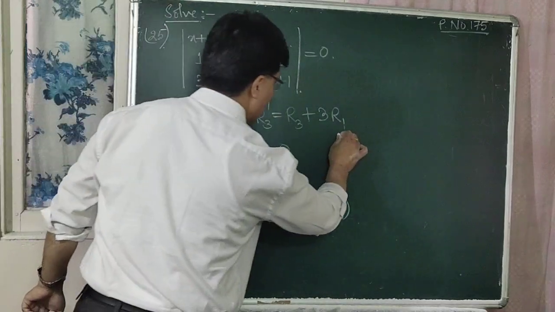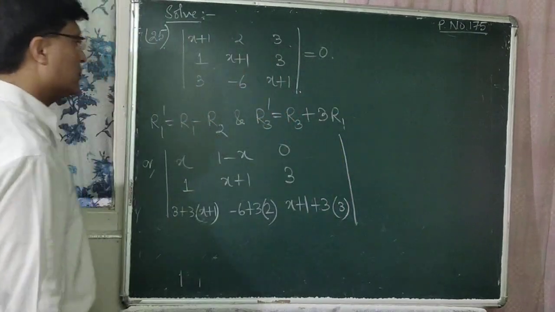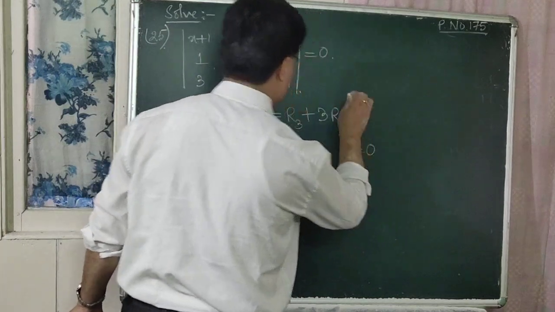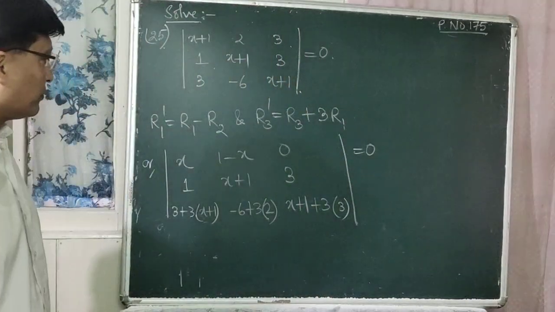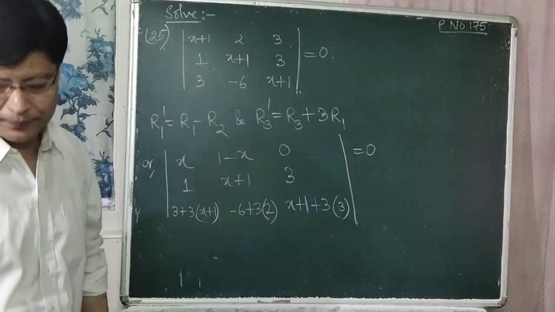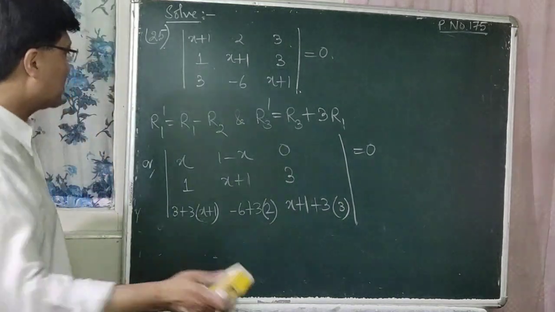So here the determinant sign is closed, which is equal to 0. Is it clear to all of you? Okay. Next.